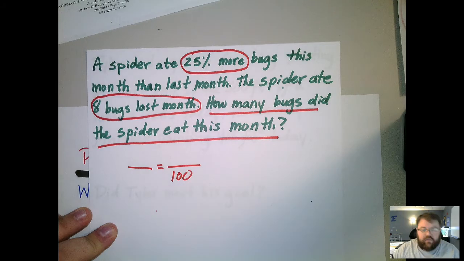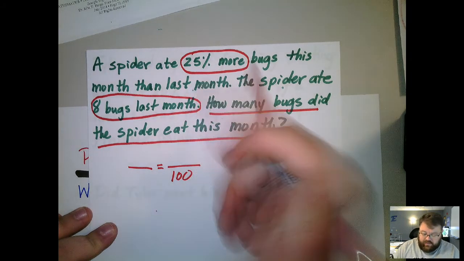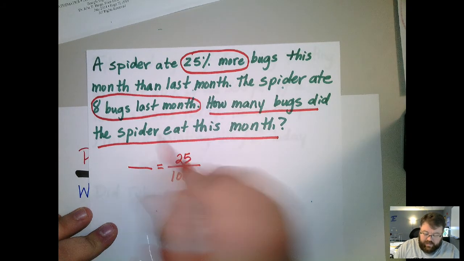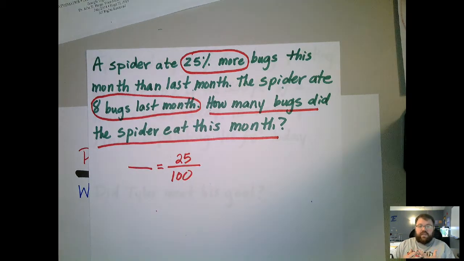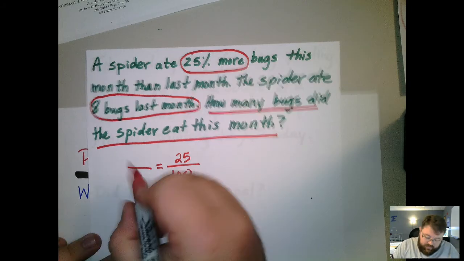Go ahead and put in my 100. I have a percent, it's 25. I have the 8. Now, the spider ate 8 bugs last month. Is that part of what he ate, or was that the whole thing? And in fact, it's the whole thing.